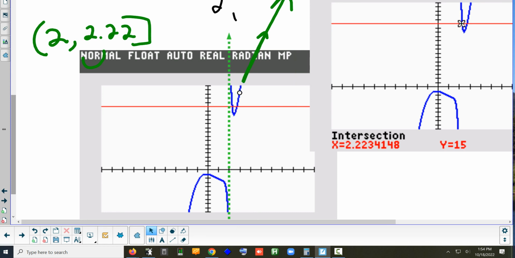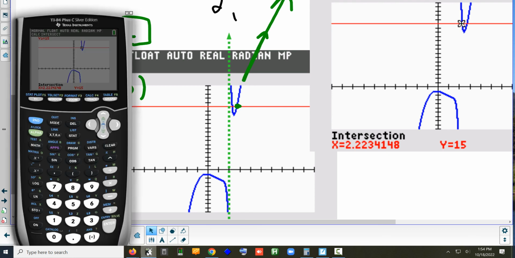Infinity. This section right here is just going to slowly keep going to the right. It's never going to run into another vertical asymptote. It's just going to keep heading to the right. So, as far as how far that one goes to the right, it never stops. But the lowest value is right there. That's as far left as that section will go.